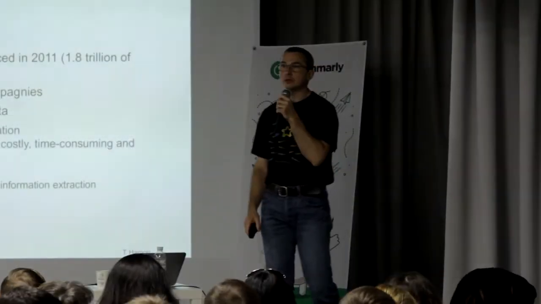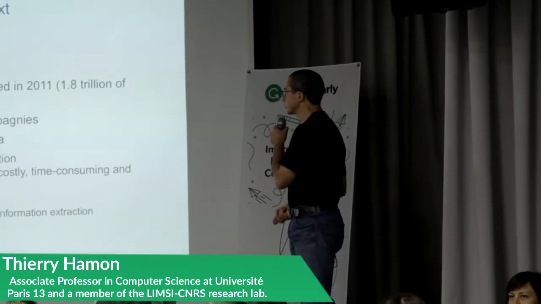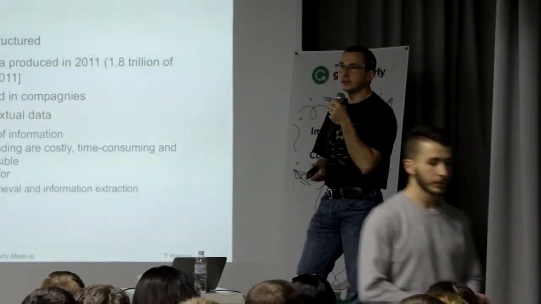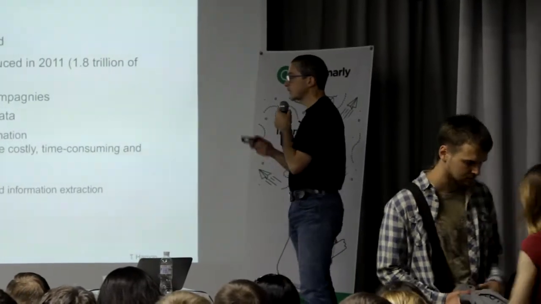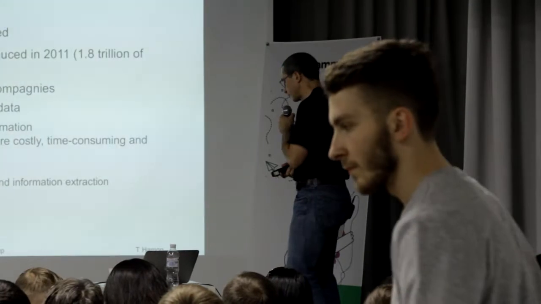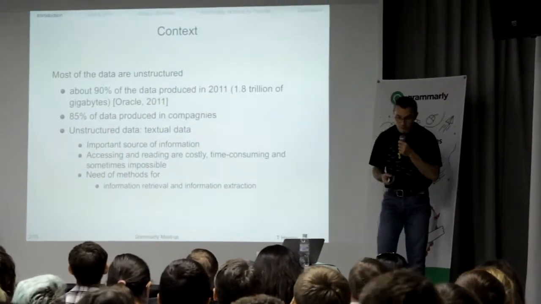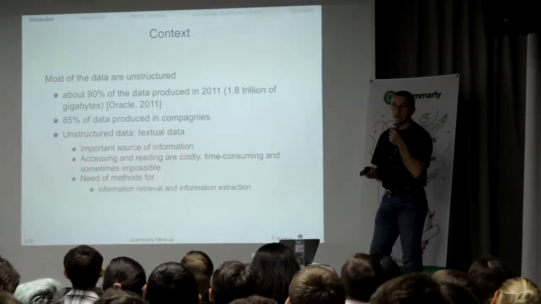As you probably know, most of the data around the world are unstructured. So for instance, 6 years ago, Oracle estimated that 90% of the data was unstructured, and it represents 85% of the data produced by companies. So processing unstructured data is very important, especially textual data.